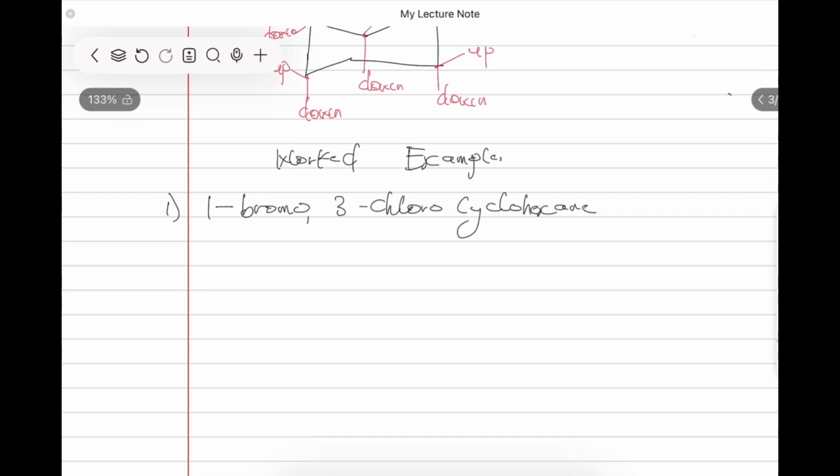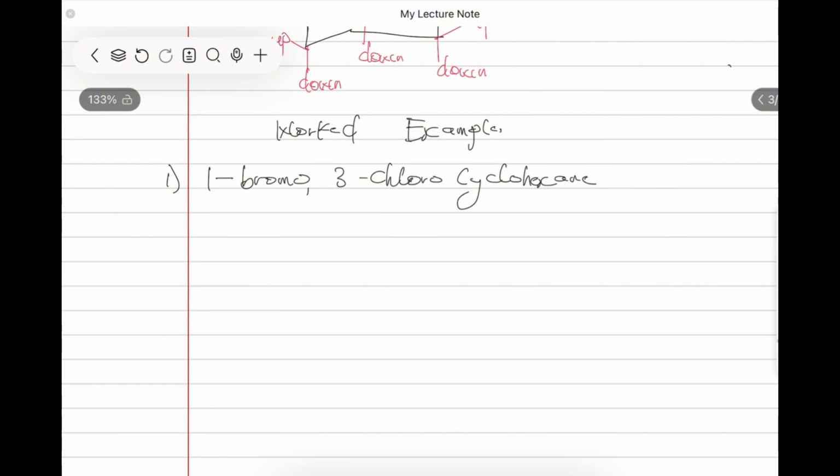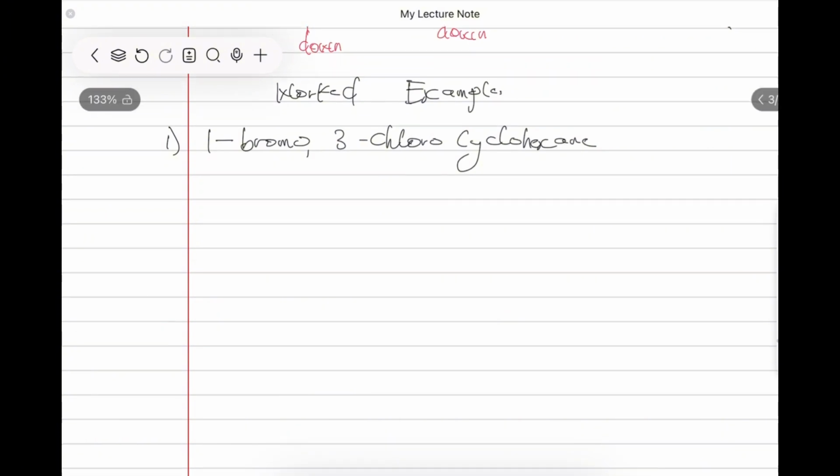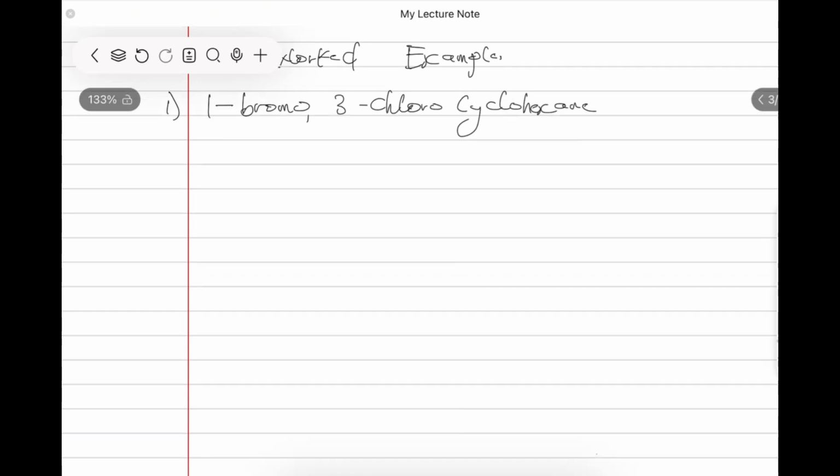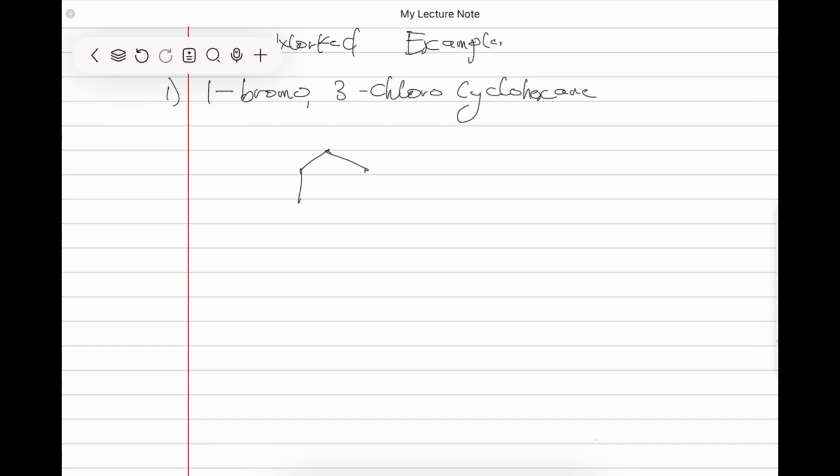In some examples, let us consider this compound, 1-bromo-3-chlorocyclohexane. We are going to give a detailed step on how to represent this compound in a chair conformation. The first step we are going to take is to draw the structure of this compound before we transfer the structure to a chair conformation. So this is 1-bromo-3-chlorocyclohexane.